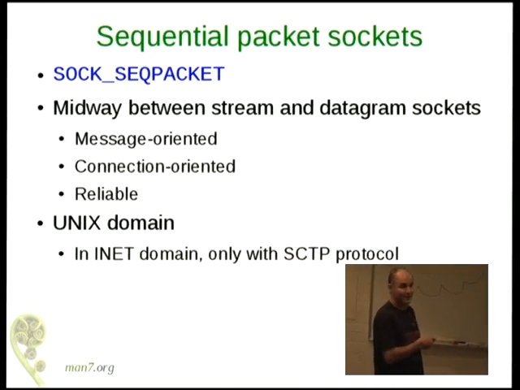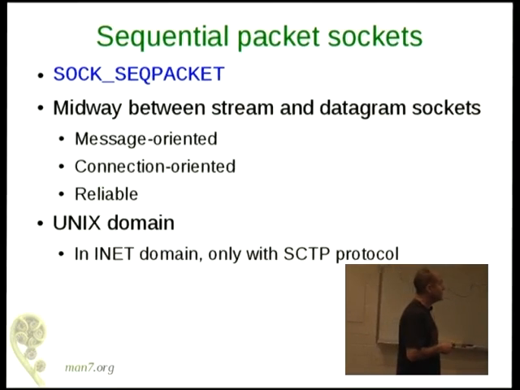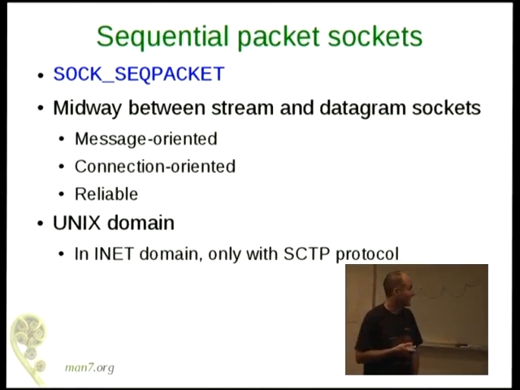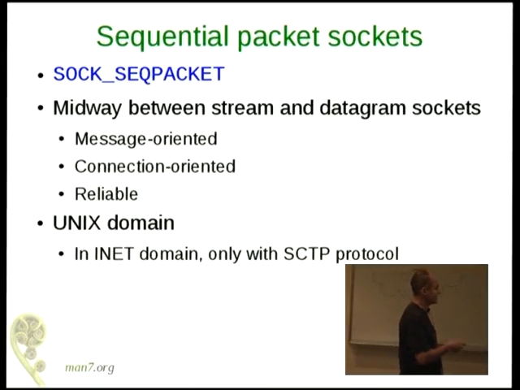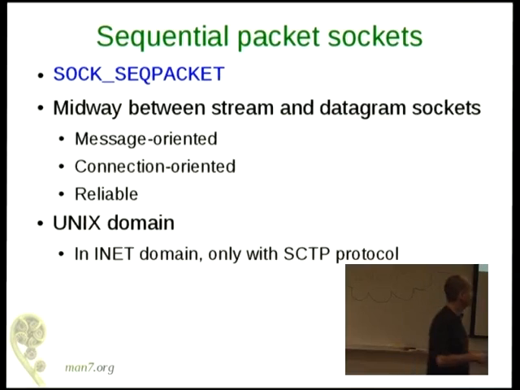On Linux, that's only available on the Unix domain. Well, I'll rephrase that. On Linux, you have sequential packets in the Unix domain. You do have them also in the Internet domain if you're using something called the SCTP transport protocol, which is an alternative to UDP and TCP. But it's not so widely available as the traditional protocols.